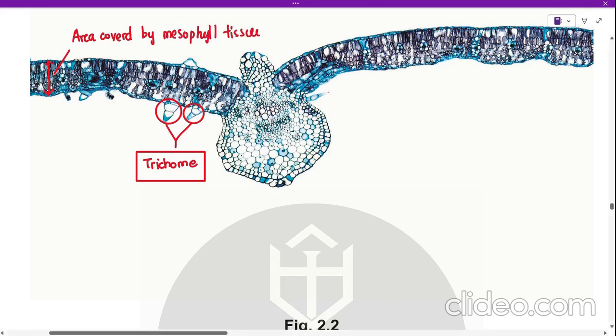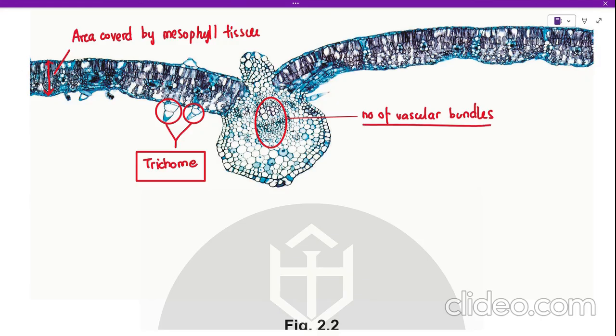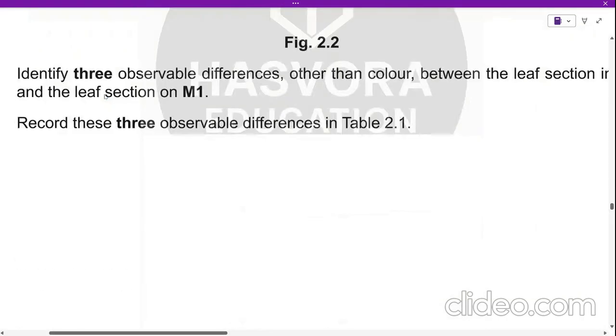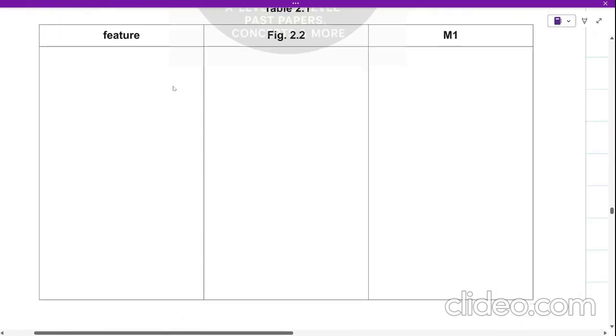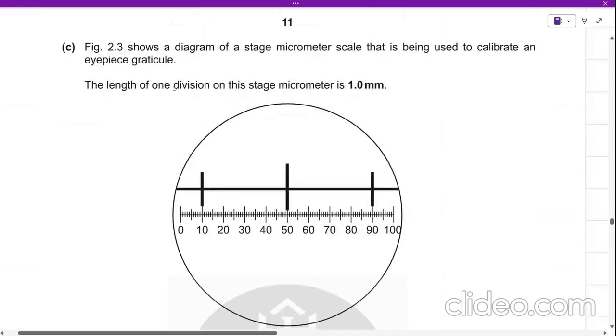The other thing that you can write is that it contains one vascular bundle and it is also smaller. You can also write about the size. So you can write about the number of vascular bundles. So this is another difference that you can actually write about. So I've already discussed the observable differences. Hope you can write it in the paper. So now let's move on.